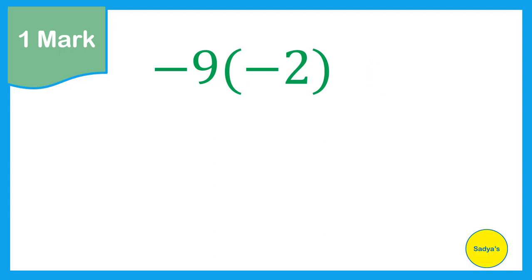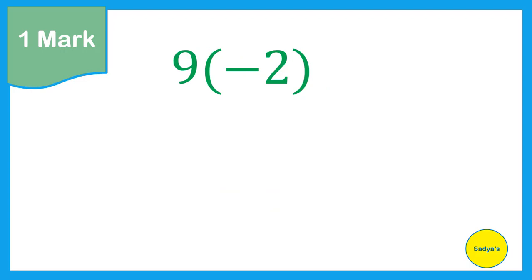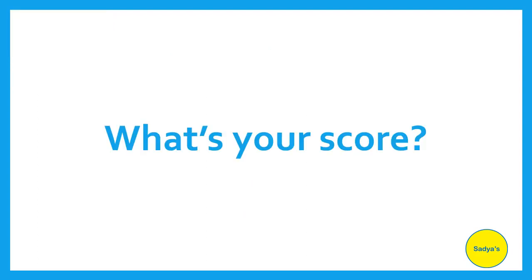Fourth question. Negative 9 into negative 2. Remember that bracket here means multiplication. So you have to multiply negative 9 with negative 2. And the answer would be positive 18. And the last question now. What is 9 times negative 2? The answer is negative 18. So how many marks have you got out of 5?